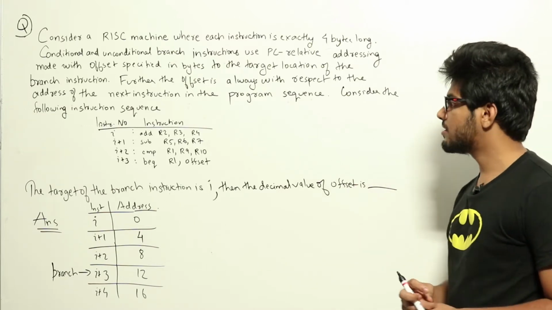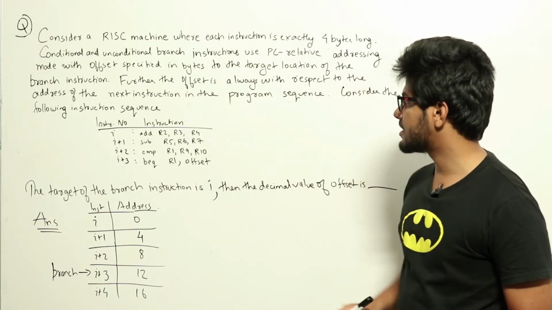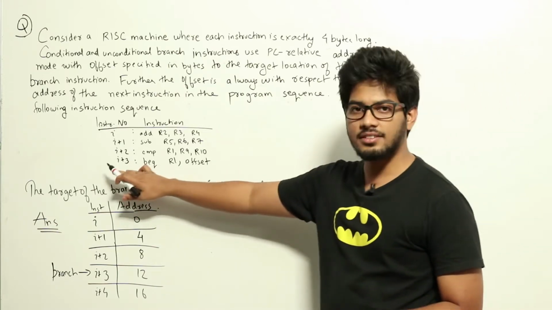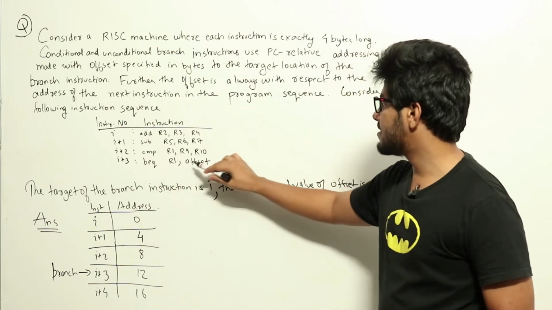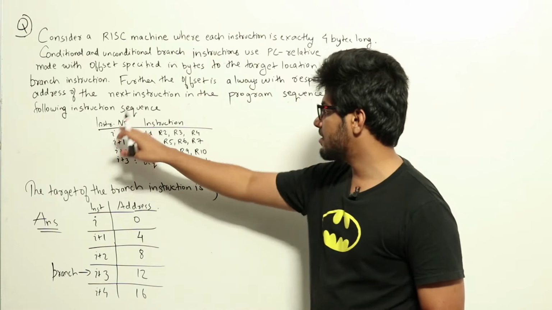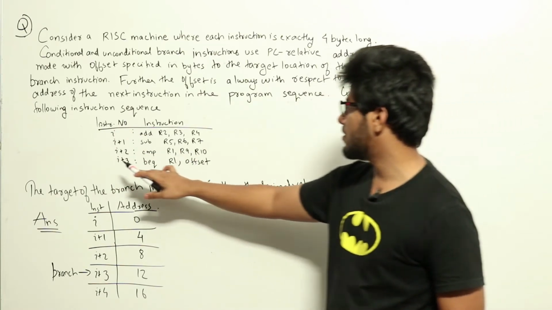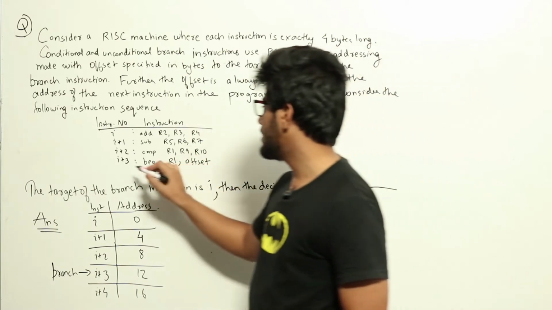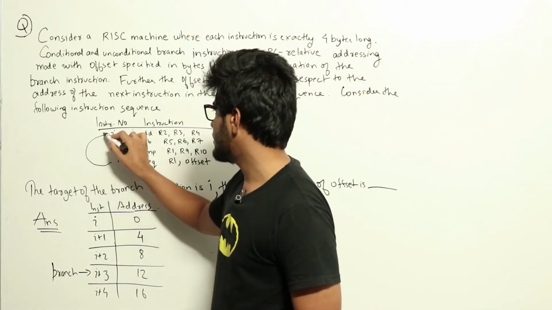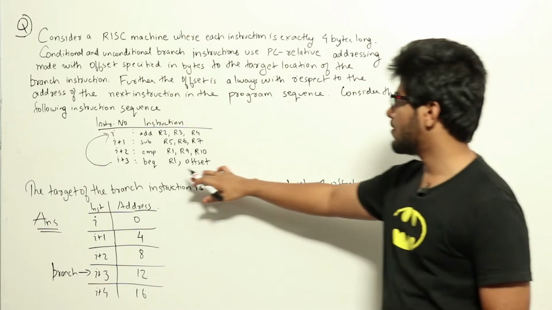So in the question, it's a question from computer organization. Here they have given us these 4 instructions and they are telling us that this is a branch instruction I plus 3 which has an offset. Now this offset should specify to which instruction it should be branching to, and in the question they have given us that the target of this branch instruction should be I, meaning this instruction should branch to instruction I. So we need to find out what the offset should be.